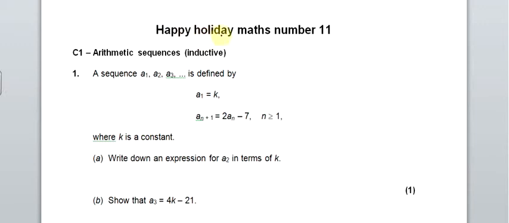Welcome to the solutions for problem set number 11. We're going to start by looking at some inductive sequences, arithmetic sequences from core 1.